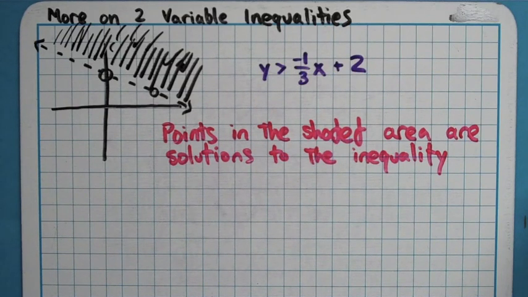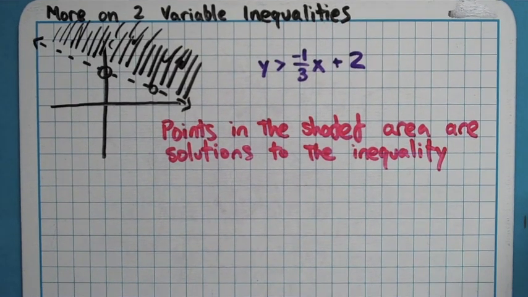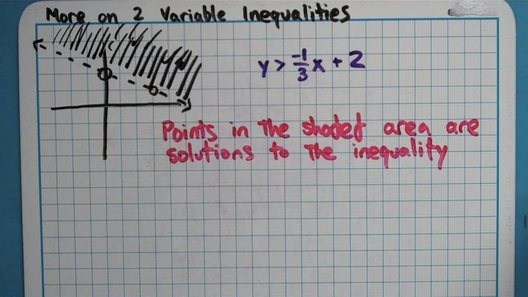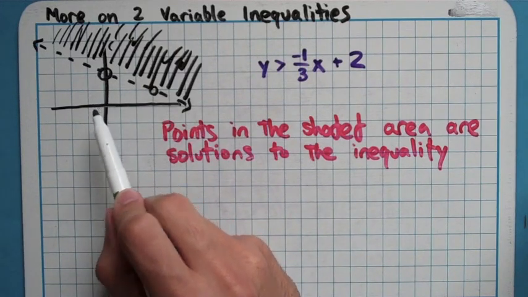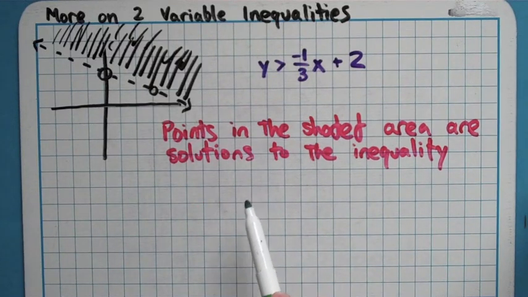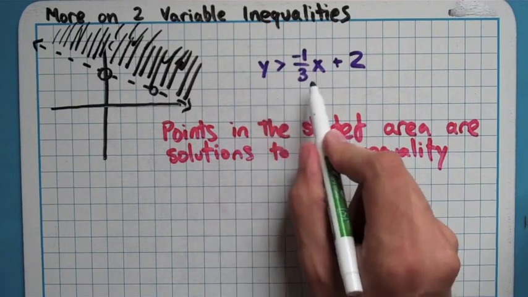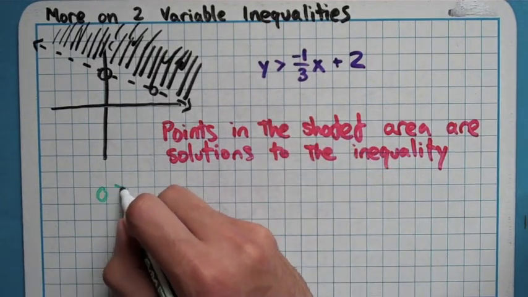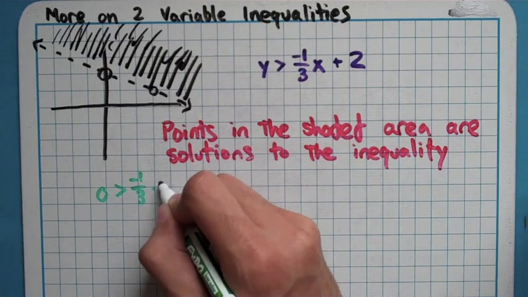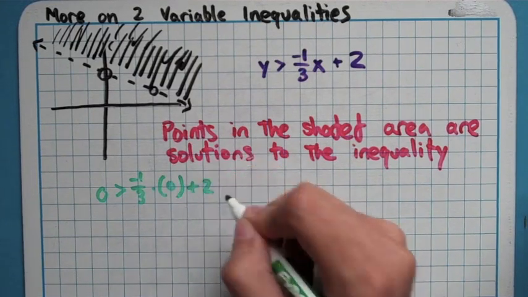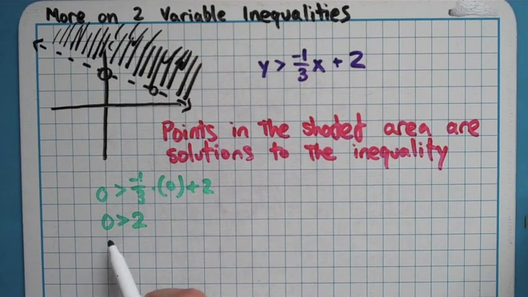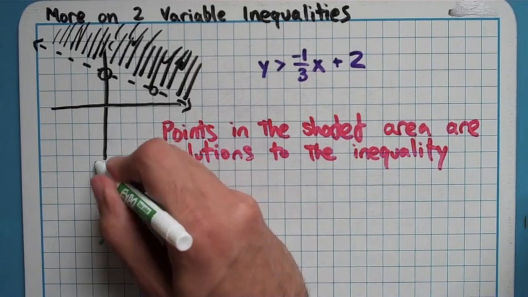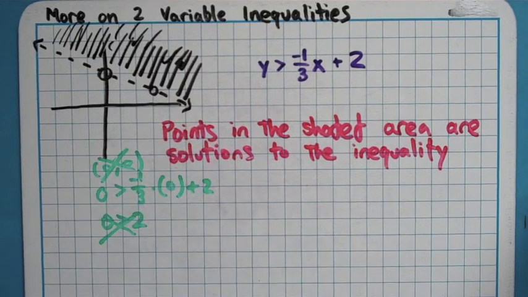Let's go with 0, 0 for now. If I plug in 0, 0, it's not in the shaded area, which means it shouldn't be a solution to this inequality. It shouldn't work. I'm going to plug in a 0 here and here and see what I get. So 0 greater than negative 1/3 times 0 plus 2. I end up getting 0 is greater than 2, which doesn't make sense. 0 is not greater than 2. So the point 0, 0 is not a solution. It didn't work in my problem.